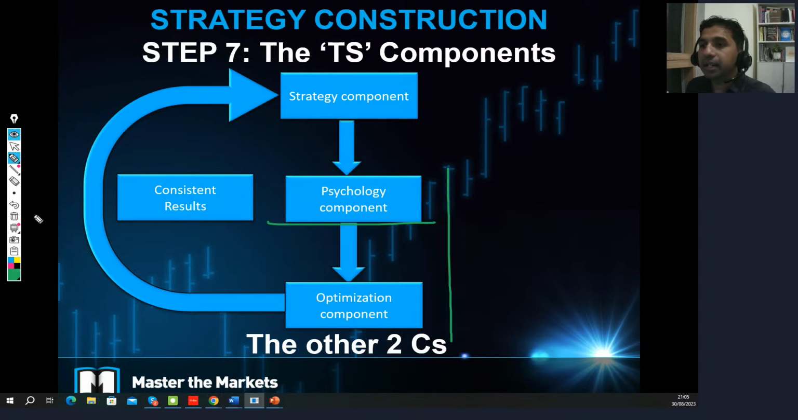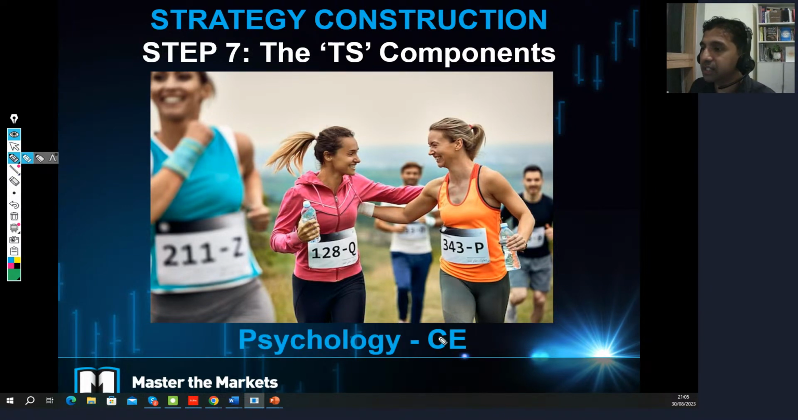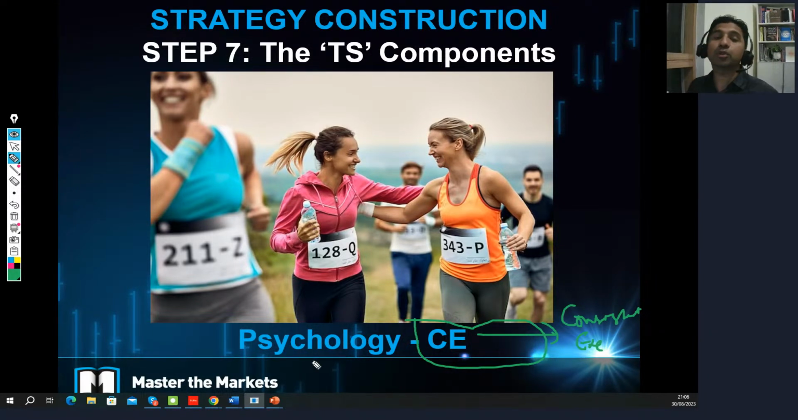All right, now traders, swiftly moving on and taking a look at this. Now the psychology component, what is that necessary for? It is the glue that actually binds the strategy and the optimization component, or the results finally that you are achieving. But the psychology component is necessary towards only one objective, which is the CE part of it, right? Which is what we call the consistent execution. Psychology component is necessary for consistent execution.